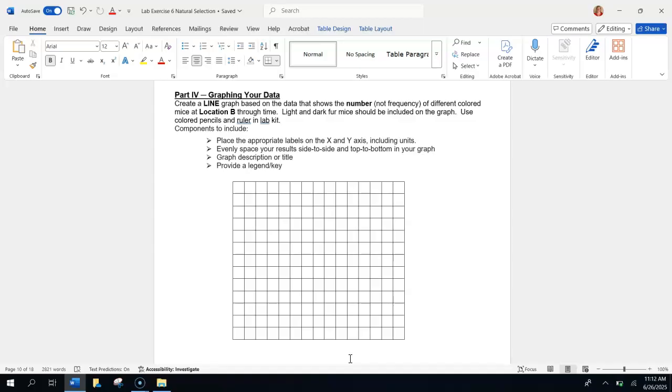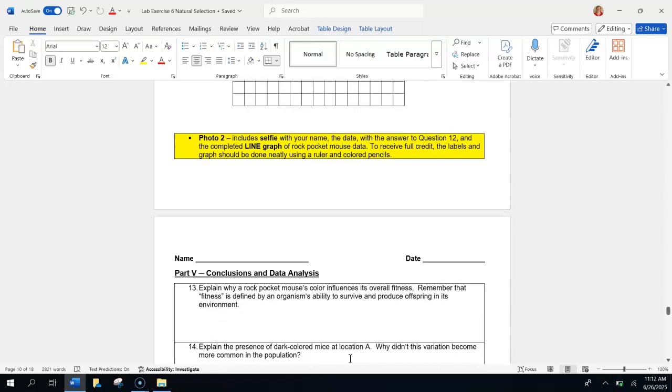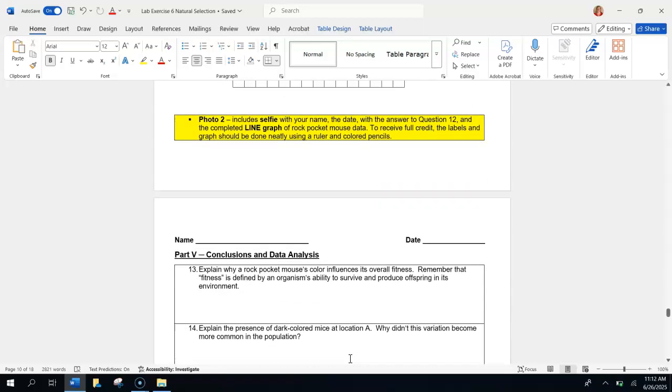One of your axes on your X and Y axis, which should both be labeled, will represent the number of mice, and the other will be the illustration number. So illustration 1, 2, 3, 4, etc. Make sure you use a key, make sure everything is labeled, color different things, and again, line graph, not a bar graph. All right, that is photo 2 with the selfie.